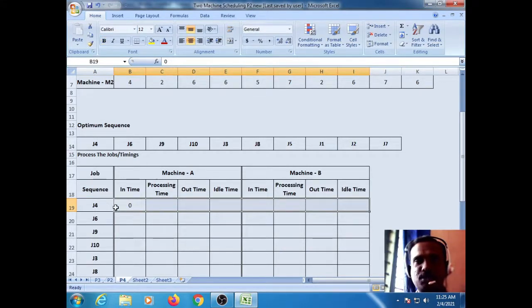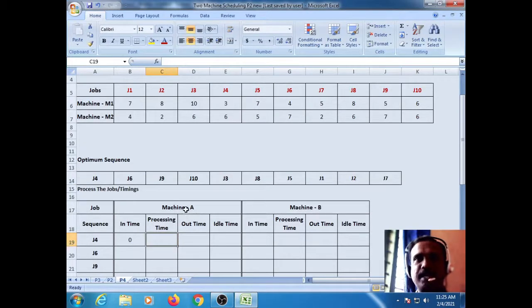So we have to process this job. First, the in time is 0. At 0 time I am starting to process the job on machine A. This is the starting point, so the in time we take as 0. Then the processing time is very simple: in the problem itself we get the processing times for machine A, and also for machine B.